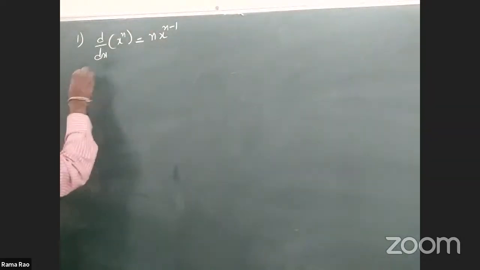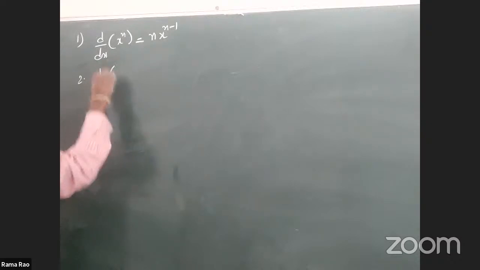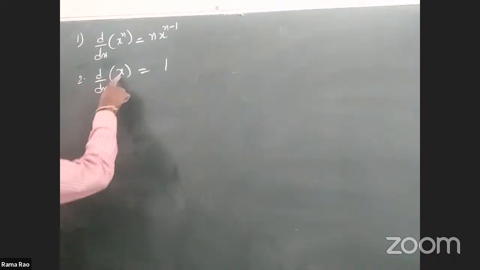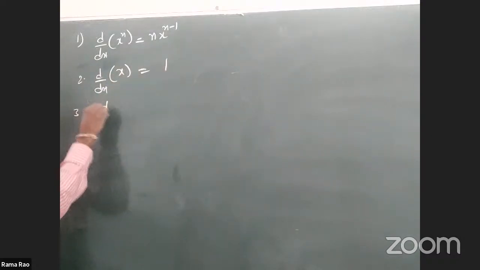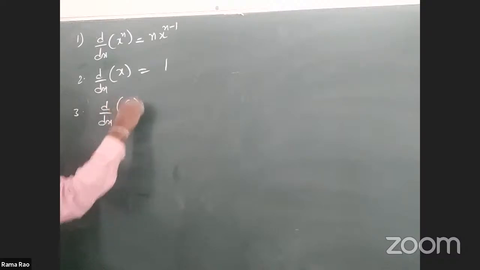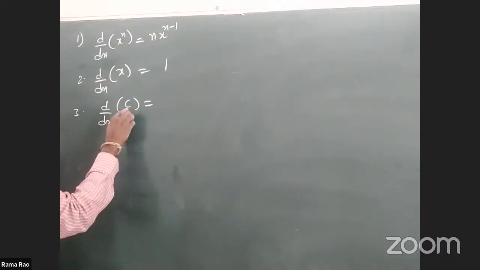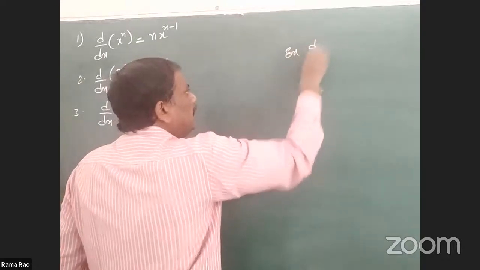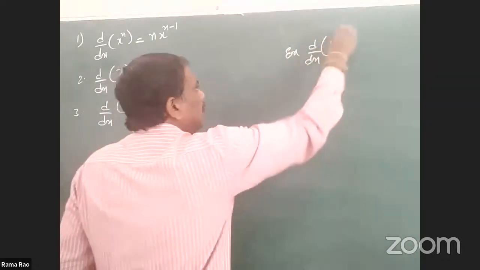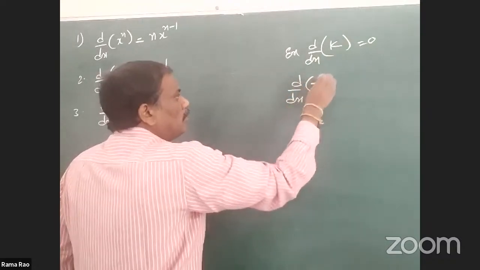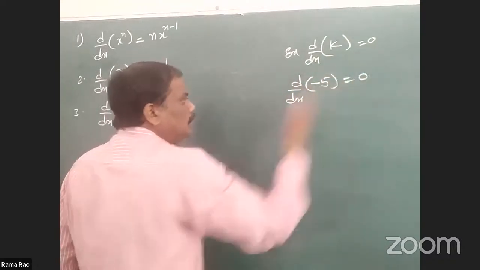Now, second formula: d by dx of x is equal to 1. Derivative of x is equal to 1. Third: d by dx of a constant. Derivative of a constant is always 0. Example, d by dx of k is equal to 0. D by dx of minus 5 is equal to 0.